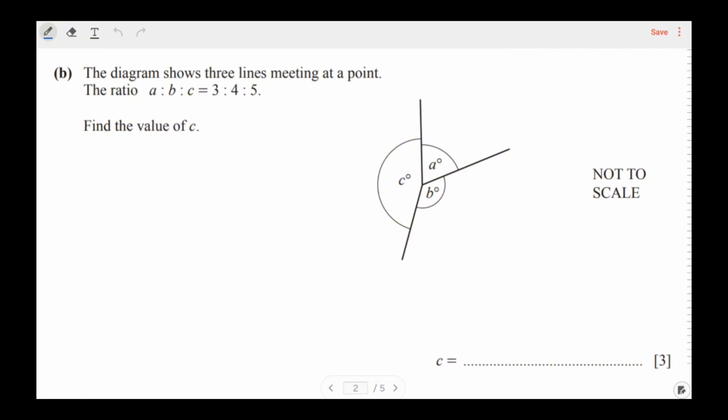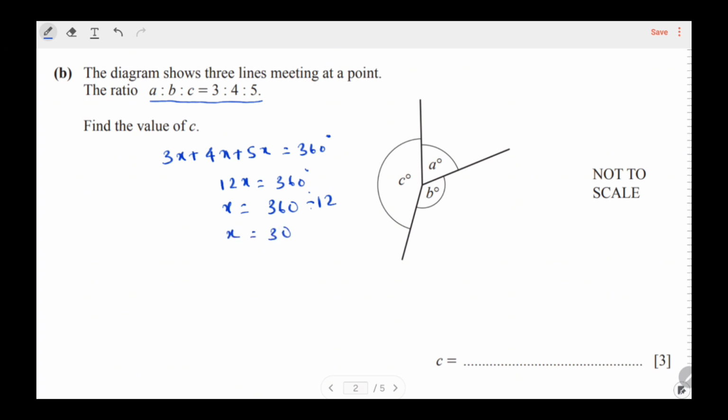Let's see the B part of the first question. Here it is given that A is to B is to C is 3 is to 4 is to 5. As we know, the complete angle is equal to 360 degrees. So we can write it as 3x plus 4x plus 5x is equal to 360 degrees. So 3x plus 4x plus 5x is nothing but 12x, which is equal to 360 degrees. So x is equal to 360 divided by 12, which is nothing but 30. The question is to find the value of C, as C is nothing but 5 times x. So 5 into 30 is equal to 150 degrees. So the value of C is 150 degrees.